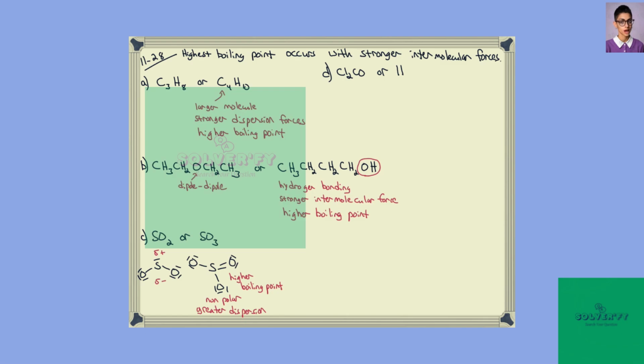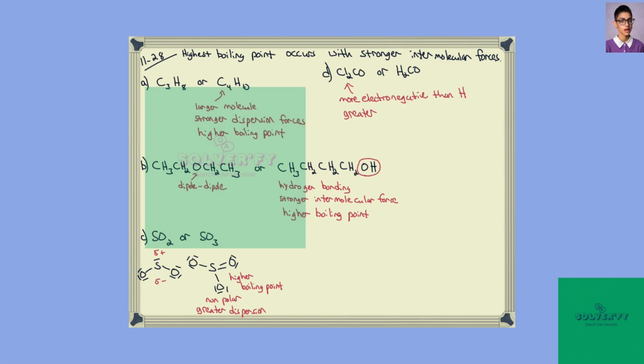The next two are Cl2CO and H2CO. Both of these have very similar Lewis structures, which I'll show you here in a minute. The only difference is we have the more electronegative chlorine in Cl2CO and the less electronegative hydrogen in H2CO.